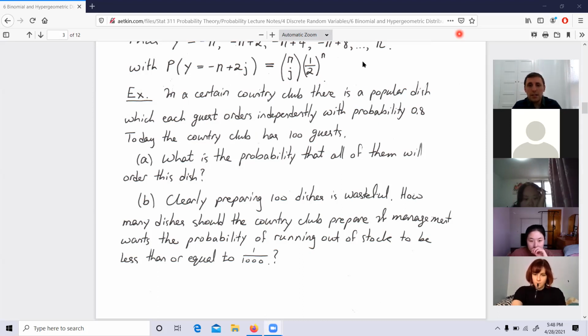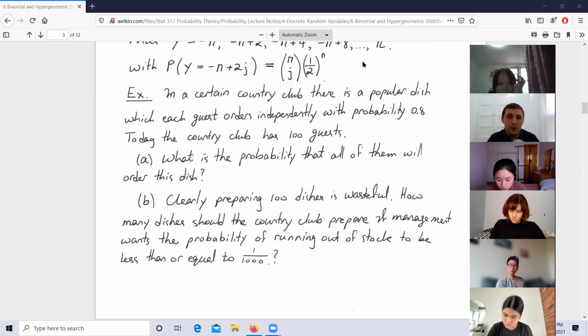So the answer is clearly, if it's independent, each person is not affected. I mean, if it is a Jewish country club, then maybe every person is Jewish and thinks of himself to be an independent thinker. So then it's 0.8 to the power of 100. Yes?